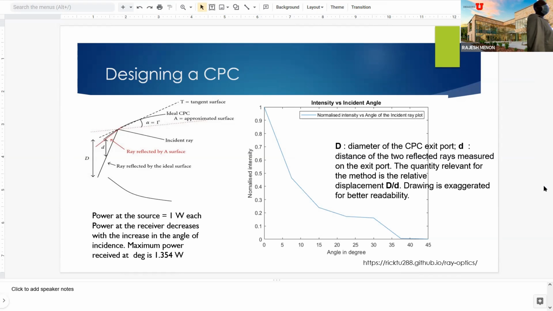It's approximately 65%, as you can see. And as the angle increases, we can see that there is a drastic change in the amount of light energy received by the power monitor. And eventually after 35, it's almost become null.